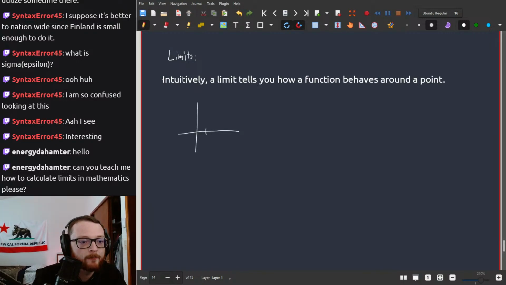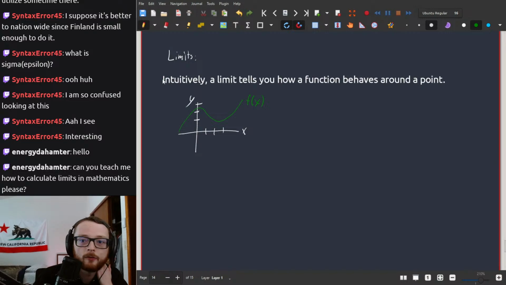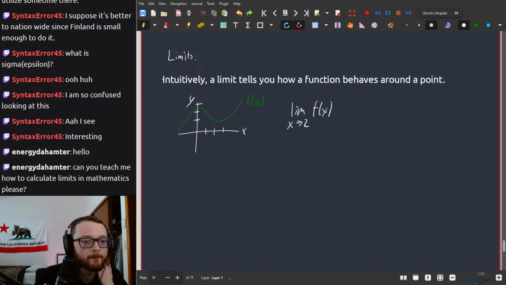If I draw some random function, it doesn't matter what it even is, I'm not going to care. Well, I will care about the scaling. I'm just going to make a random squiggle though. And let's say we want the limit of this function. We're going to call this function f of x. Let's pretend we want the limit of f of x as x approaches 2. This is the notation that we normally use to talk about limits.